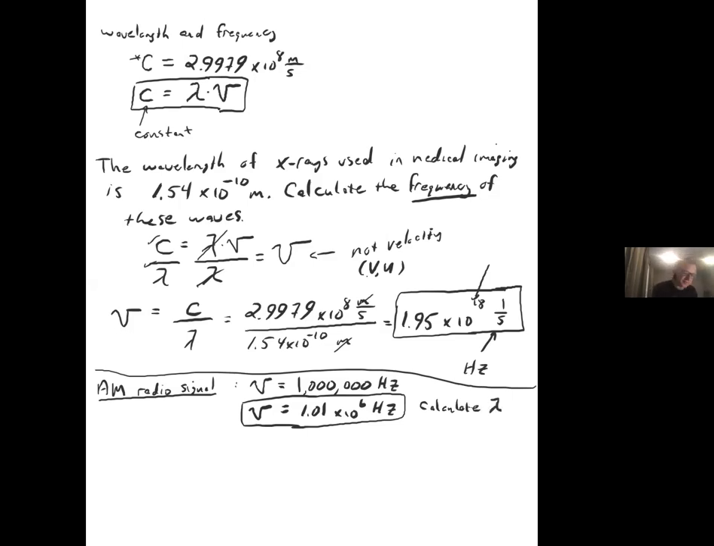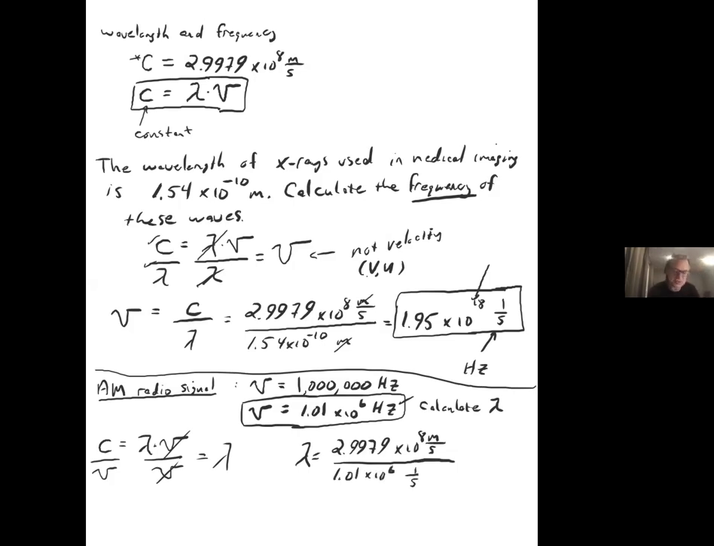for that particular wave. So C equals lambda times nu. If we want to know what the wavelength is, because we know the frequency, we would divide both sides by frequency. And that gives you your wavelength right there. So that means the wavelength here is, again, 2.9979 times 10 to the 8th meters per second. It's not useful to use miles per second. It's just we don't use those units. Divided by 1.01 times 10 to the 6th hertz. But remember, hertz is 1 over seconds. So that way seconds cancel and you get meters.